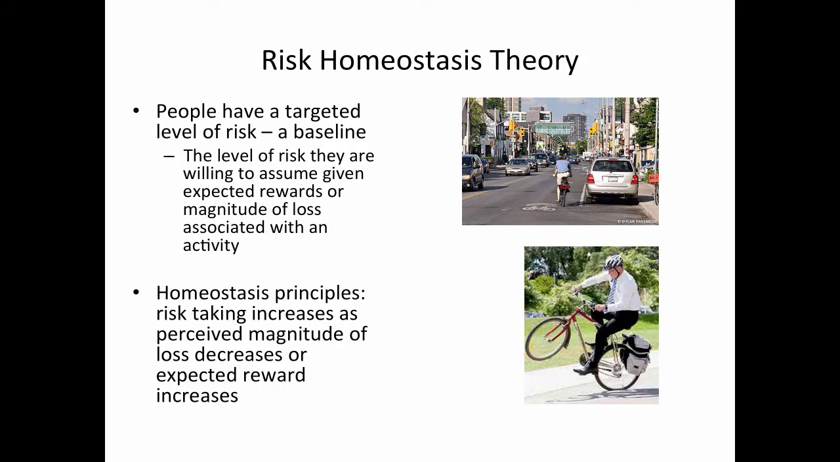This brings up something that is alluded to in the Adams article. That is risk homeostasis theory. Risk homeostasis theory argues that people have a targeted level of risk, sort of a thermostat setting, a baseline, if you will. This is the level of risk they are willing to assume given expected rewards or magnitude of loss associated with an activity.